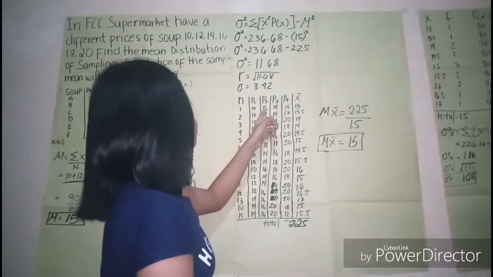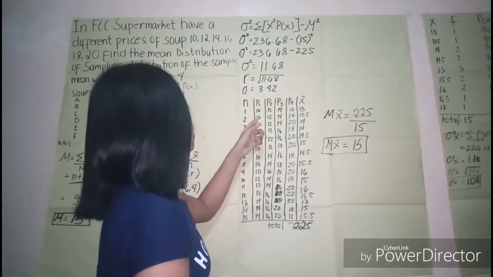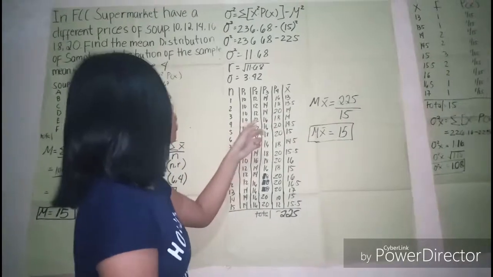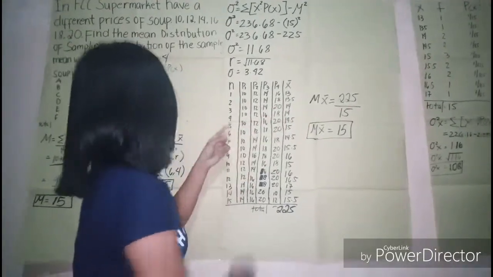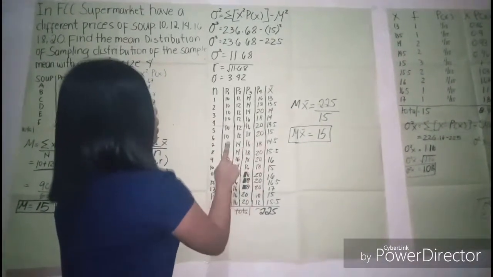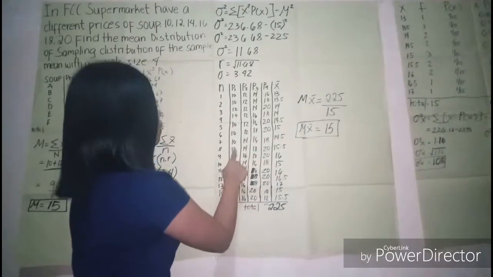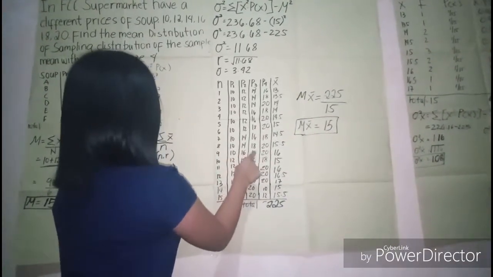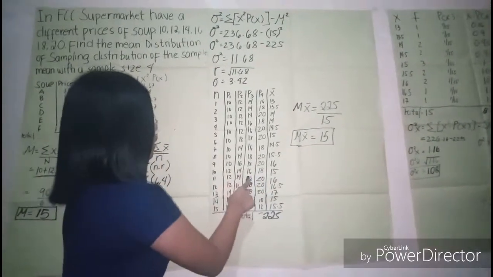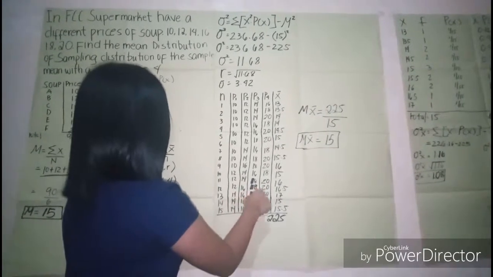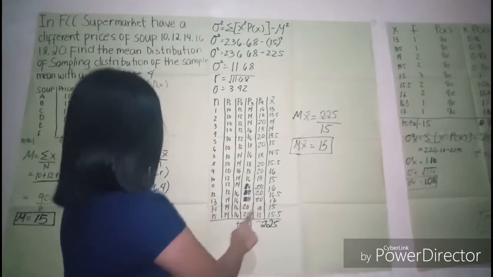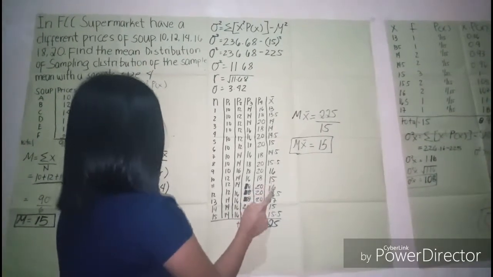So, the first is 10, 12, 14, 16. Second is 10, 12, 14, 18. Third, 10, 12, 14, 20. The fourth is 10, 12, 16, 18. The fifth is 10, 12, 16, 20. Sixth, 10, 12, 18, 20. Then 10, 14, 16, 18. 10, 14, 18, 20. 10, 16, 18, 20. 12, 14, 16, 18. 12, 14, 18, 20. 12, 16, 18, 20. 14, 16, 18, 20.